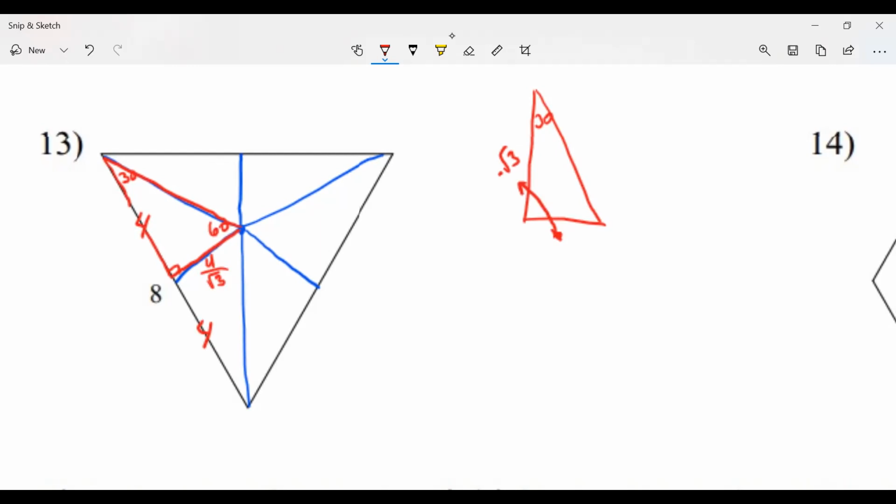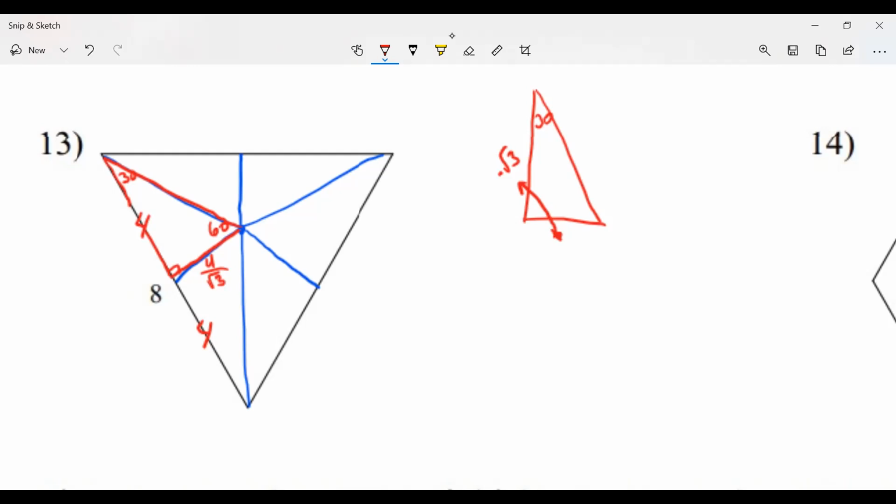Okay, so now I have the apothem. I just figure out what the apothem is: 4 over radical 3. I know for questions 11 and 12, I gave you the apothem. Here for question number 13, you had to find out the apothem.